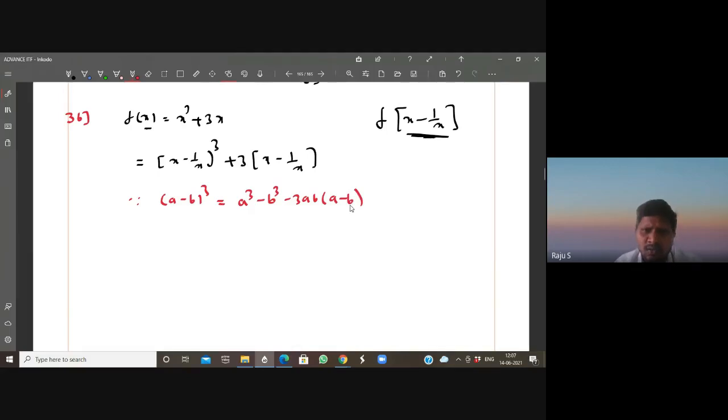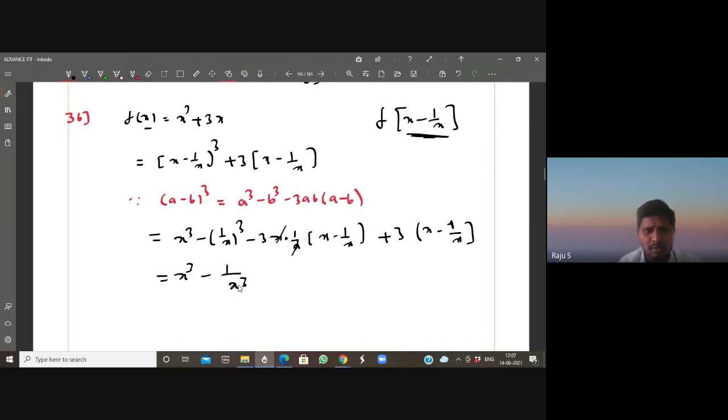Is it true? Is it correct, students? Yes, this is a formula. I want to use it: x cube minus 1 by x whole cube minus 3, where a is x, b is 1 by x, into x minus 1 by x, plus 3 into x minus 1 by x. Now look here, the 3 terms get cancelled. Here x cube minus 1 by x cube. So what do you observe, students? The minus 3 into x minus 1 by x and plus 3 into x minus 1 by x get cancelled. See, we got the required output for f of g of x.